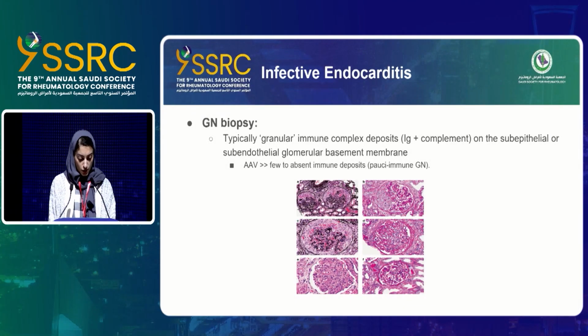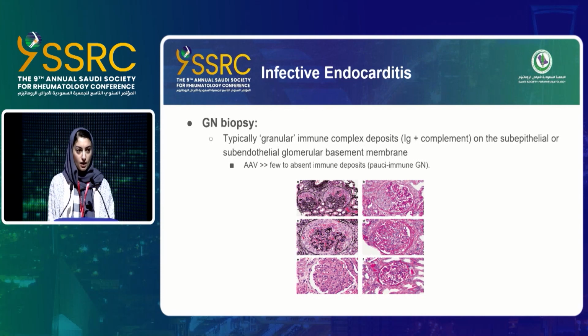And because glomerulonephritis is observed in the setting of infective endocarditis, it's worthy to mention the histopathology when we biopsy it. So typically, there will be a granular immune complex deposition on the subepithelial and subendothelial glomerular basement membrane, in contrast to ANCA-associated vasculitis with few or absent immune deposits, or what we call pauci-immune glomerulonephritis.